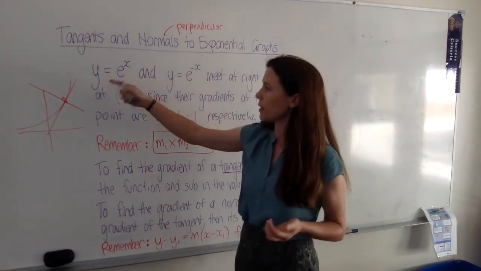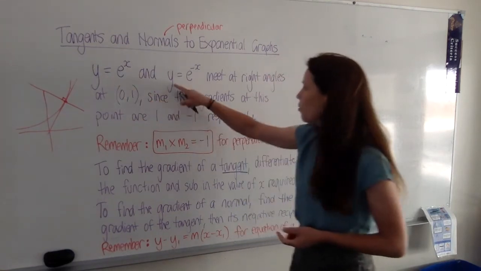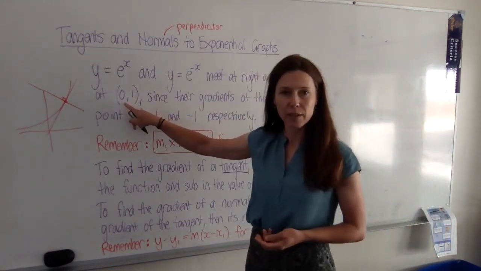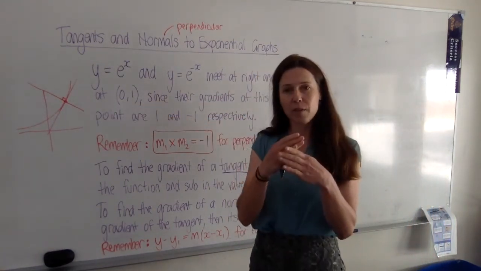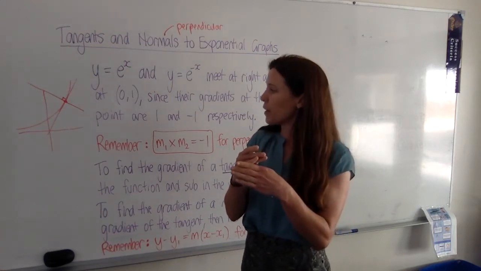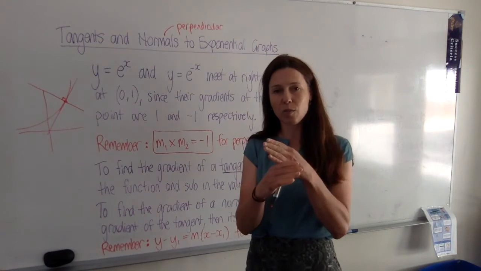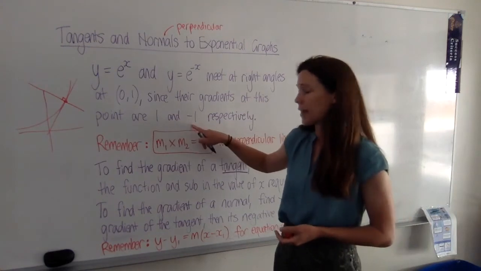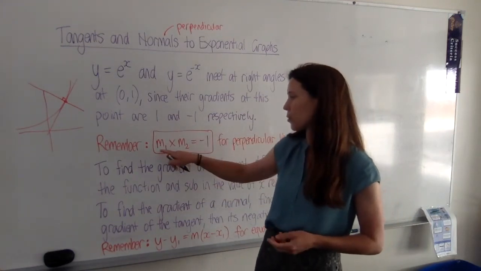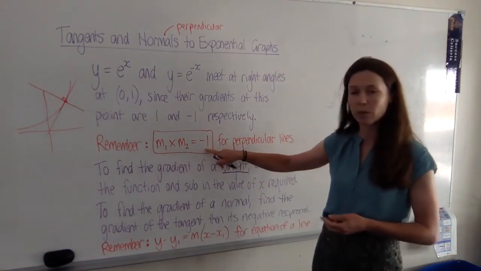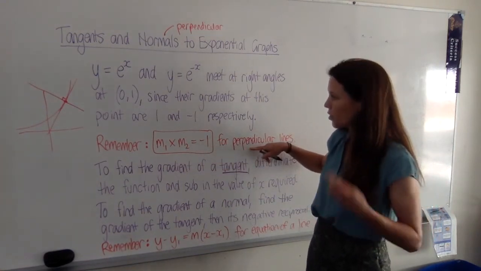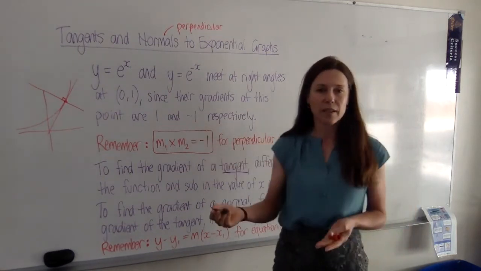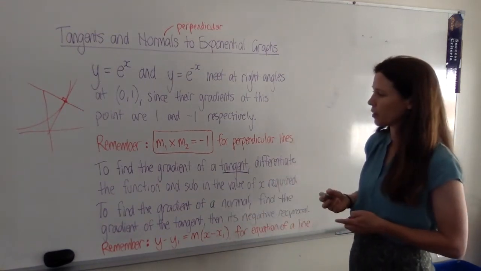Now, we've just seen on our last picture that y equals e to the power of x and y equals e to the power of minus x actually meet at right angles at that point (0, 1), at their y-intercept. So in fact, if they're meeting at right angles and they're perpendicular, then one is a tangent and one is a normal to each other's curves. And we know this because their gradients there are 1 and negative 1. And we've already seen in our previous work this little formula, m1 times m2 equals negative 1 for perpendicular lines. So in other words, if we multiply the gradients of two lines together and we get negative 1, then the lines must be perpendicular, which was the case a moment ago.